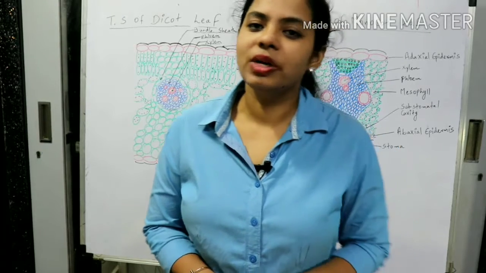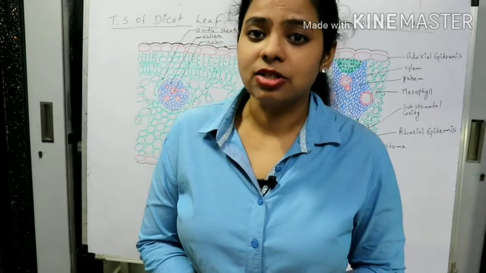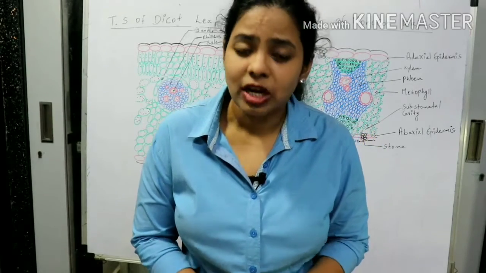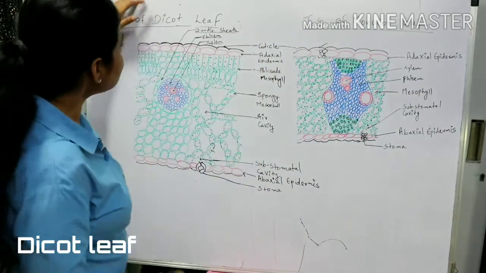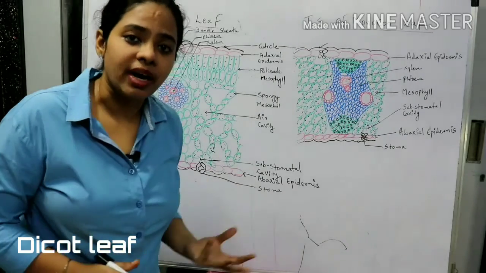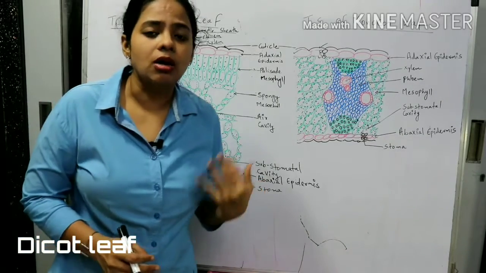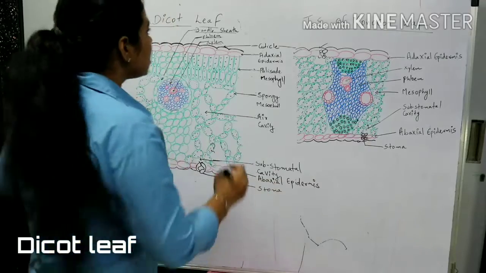Hi guys, in this video we are going to discuss the TS of dicot and monocot leaf. So let's start with it. First thing, you must know some examples of dicots. The examples of dicots are rose, mustard. Okay, so these are some examples.